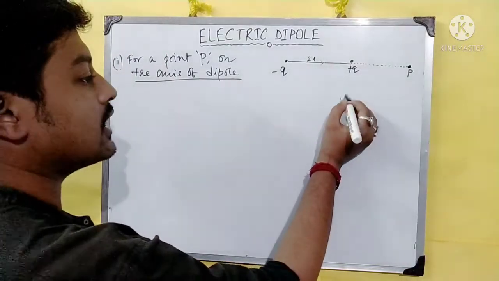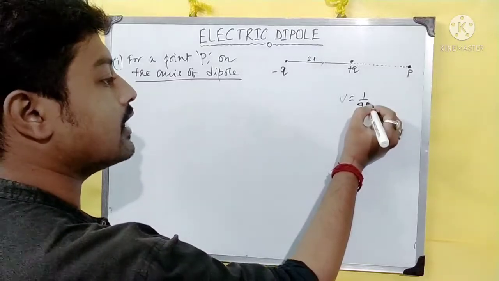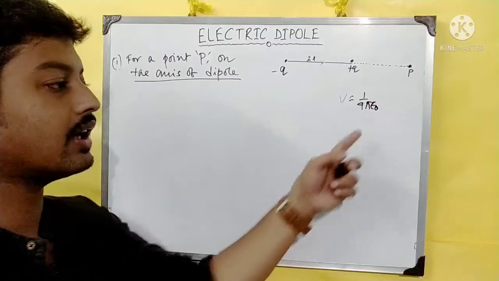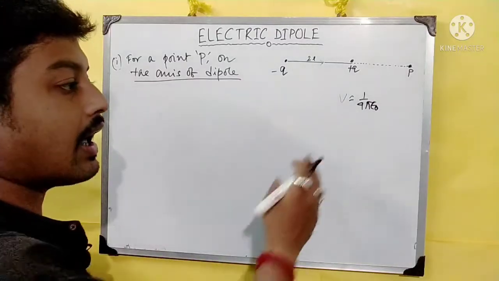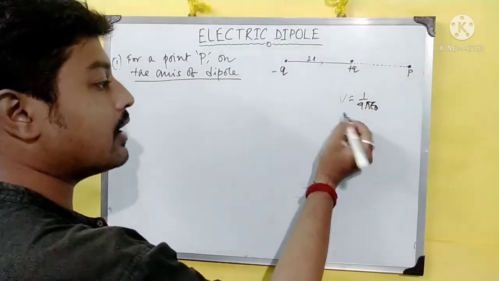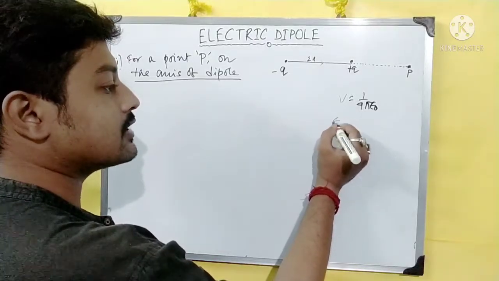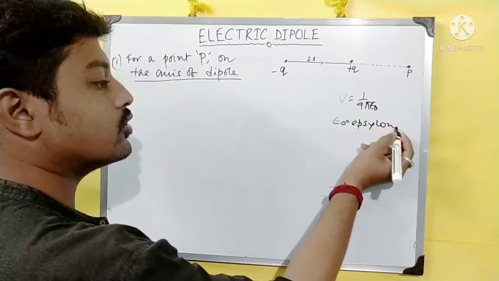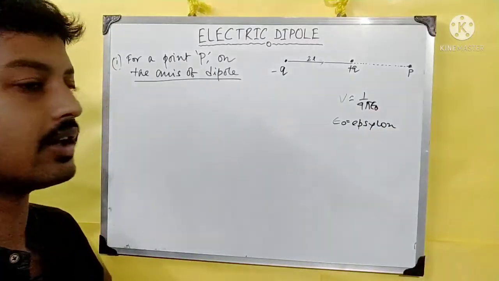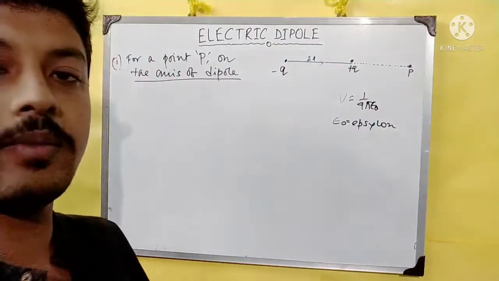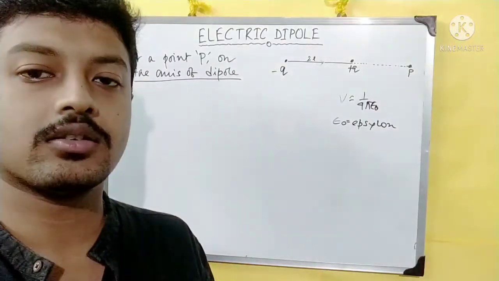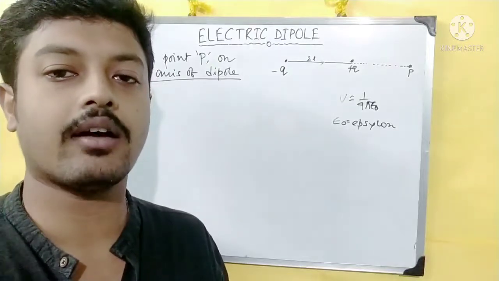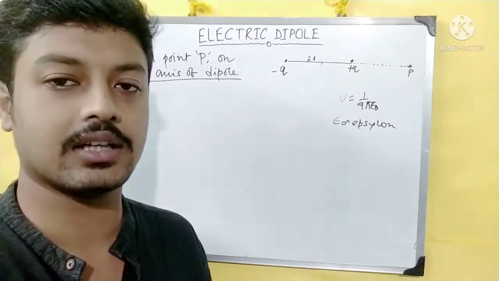We know that electric potential is simply 1/4 pi epsilon 0. This epsilon 0 is the electric permittivity of space. Those who want to know more about epsilon in detail, I will make a video on electric field. So do comment in the comment section whether I should make a video on electric field and electric charges.